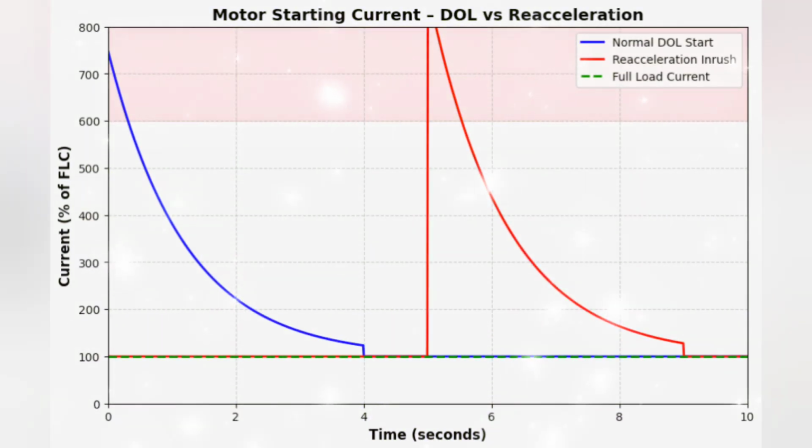Finally, observe the current versus time graph. The blue line shows the initial high inrush during a normal start. The red line shows the reacceleration inrush. Note that because the motor is still spinning when power returns, the reacceleration inrush duration is shorter than a cold start, but the magnitude is still significant. This is why sequential timing is critical for plant stability.